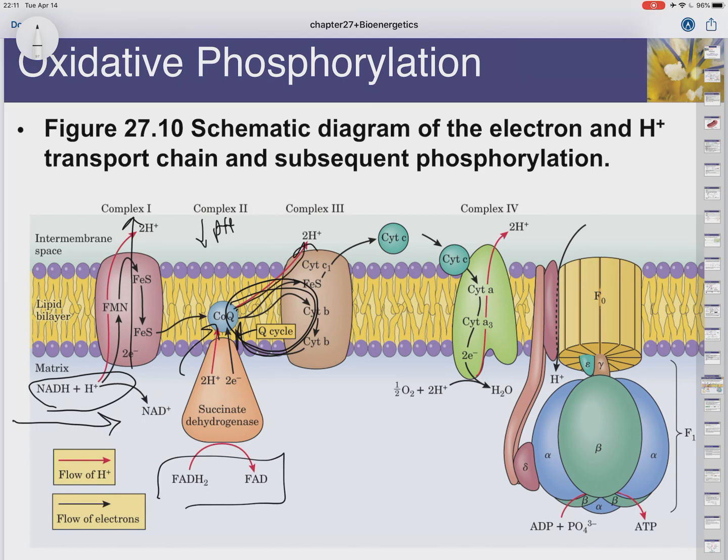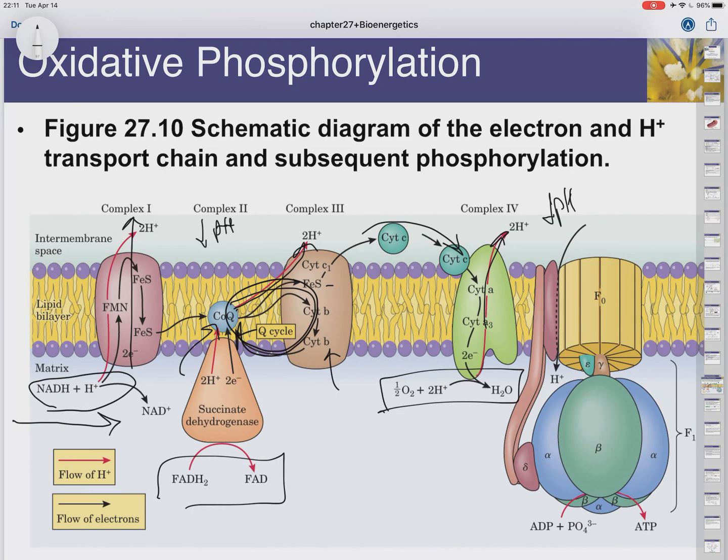And then we've got complex 3, which of course is holding those different cytochromes in these iron-sulfur proteins. We've got cytochrome C taking electrons to complex 4, where oxygen is, and giving these electrons and hydrogens to oxygen to form water. This also pumps another couple of hydrogens across the intermembrane space, again building up that pH gradient.